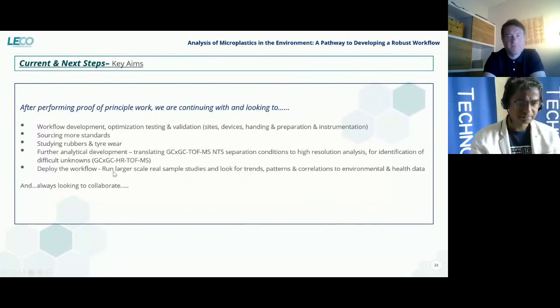So run larger scale real sample studies so we can generate data which can be correlated to health data. And of course, we're always looking to collaborate. Most of you, of course, know far more than I do about the mechanisms of microplastic degradation and so on and so forth. But hopefully we can also offer, let's call it workflow tools to help with your advancement of your research.